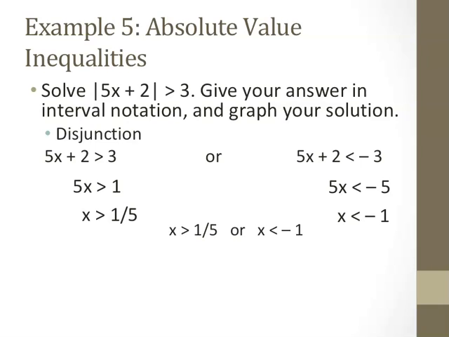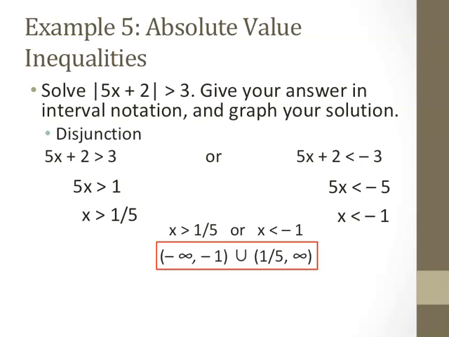Now to write this in interval notation, the first section, x is less than negative 1, means that x can be any number from negative infinity all the way up to negative 1, but not including negative 1. For x is greater than 1/5, x can be any number starting from 1/5, but not including 1/5, all the way up to infinity. So we can write those two intervals and combine them with the union symbol.